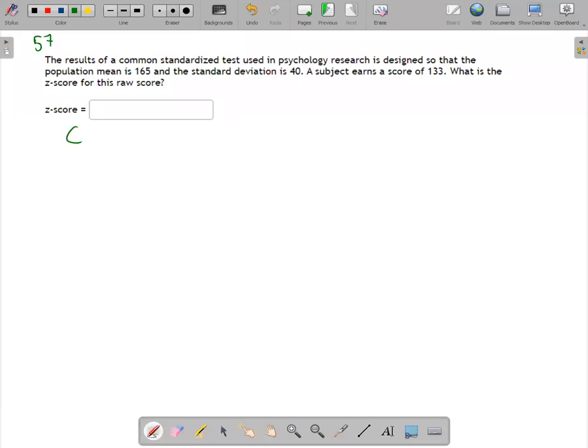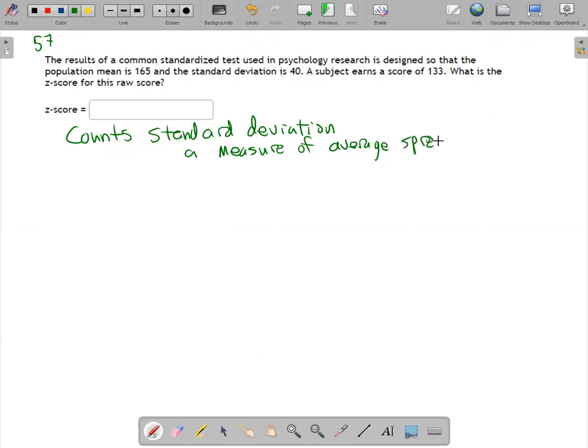So a z-score counts standard deviations. And what's a standard deviation? A standard deviation is a measure of the average spread from the mean of all the data. So somebody had to take a set of data and then calculate things like the mean and the standard deviation.